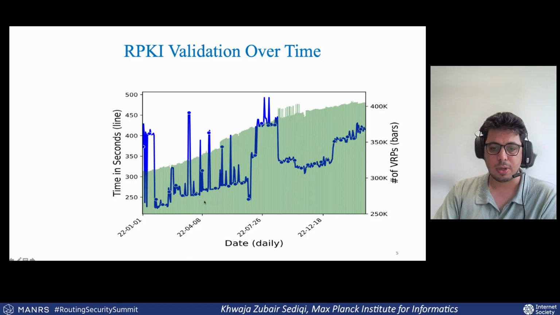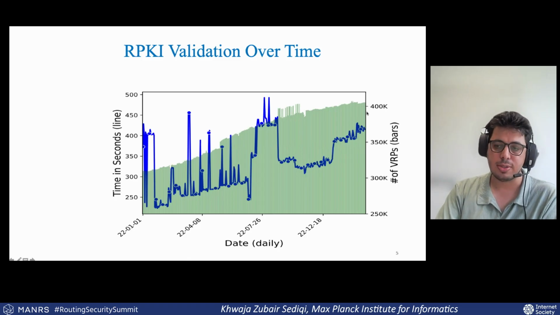And here in this plot, the x-axis is the date, basically almost a year and 2 months. The y-axis shows the times, which is for all blue lines. And the green lines shown in bar are the number of validated payloads or VRPs. As you can see, the number of VRPs are increasing. It was more than 400,000 by February 2023.